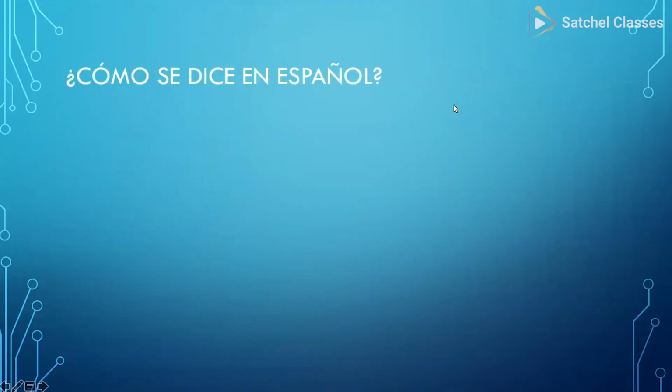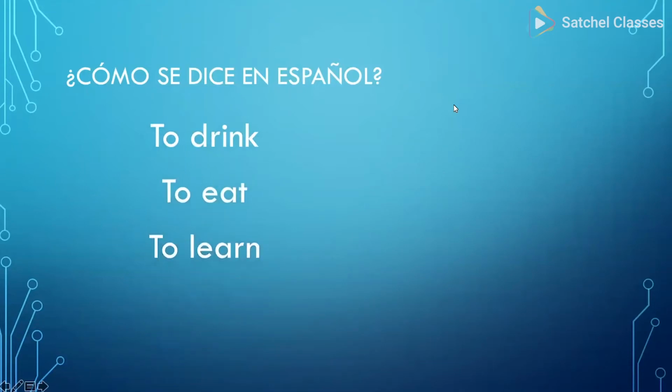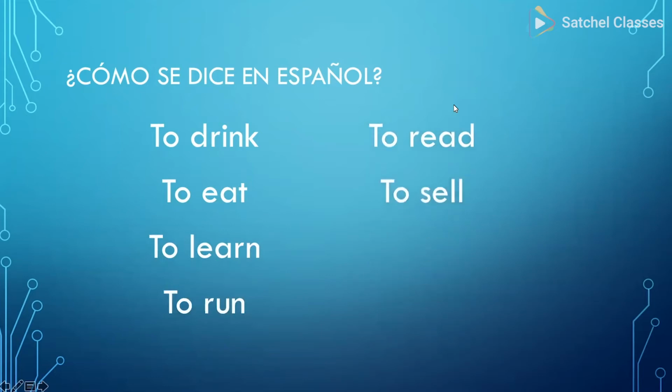¿Cómo se dice en español? To drink, to eat, to learn, to run, to read, to sell, to understand. How do you say these words in Spanish? I'm going to give you 3 minutes to take your dictionaries or your translator or your laptop and translate these 7 verbs into Spanish. Go for it.